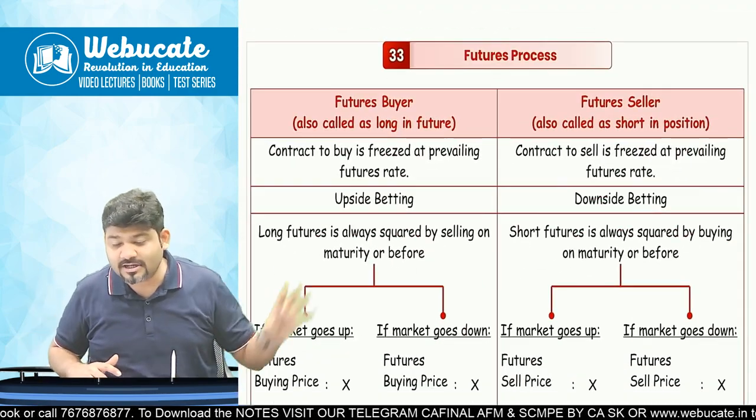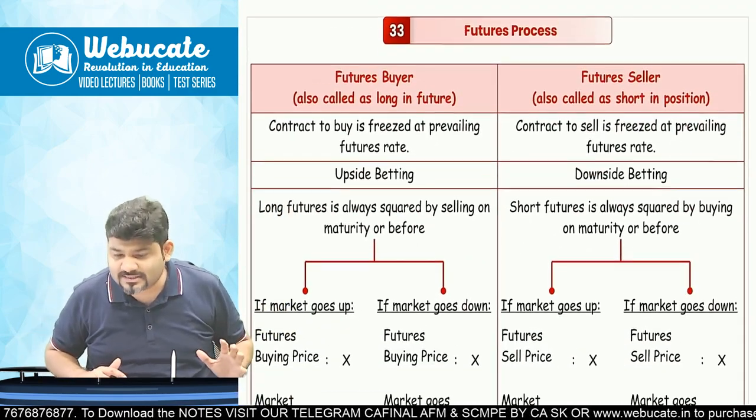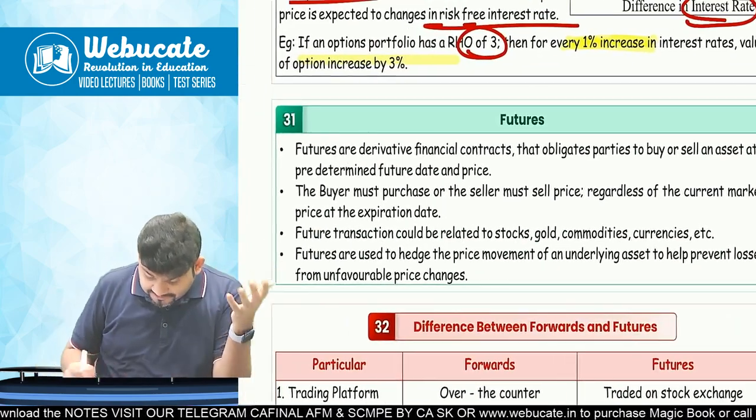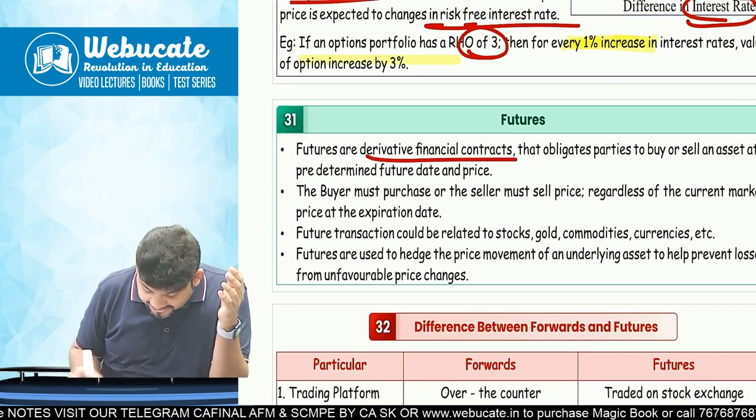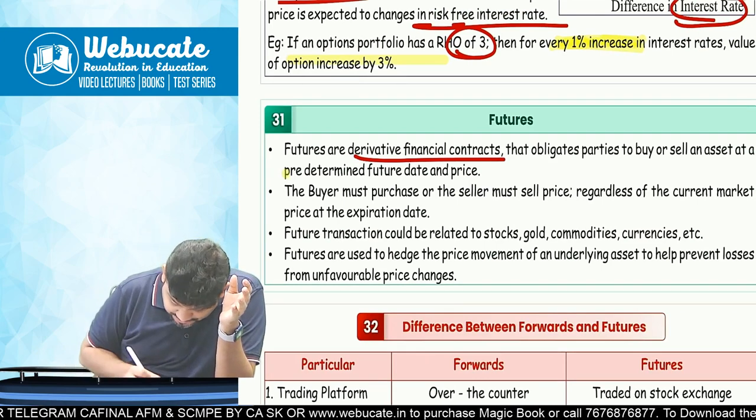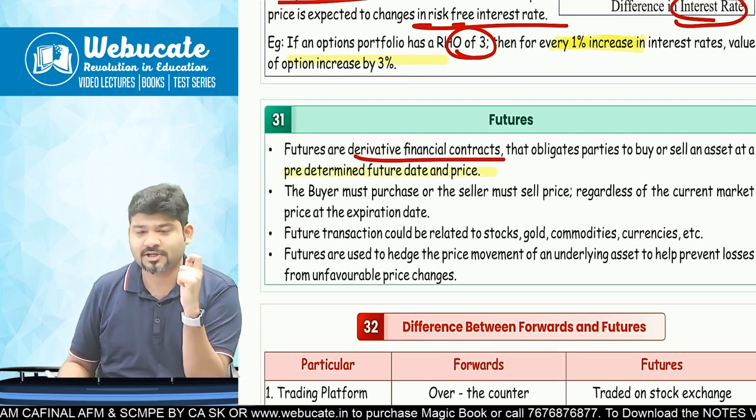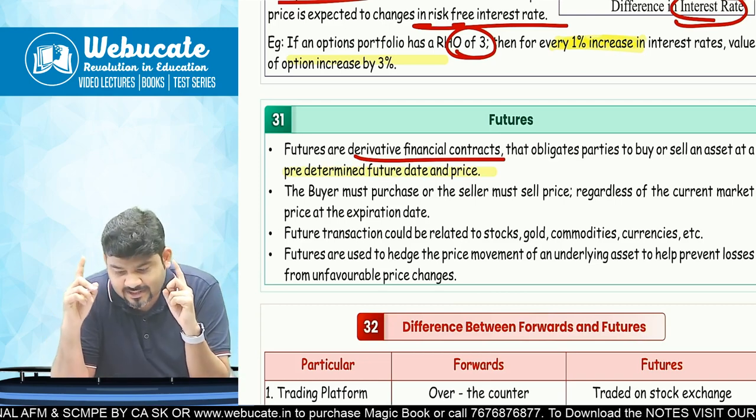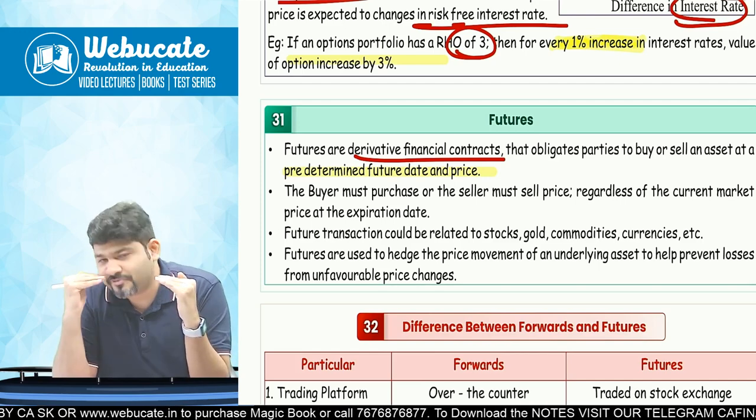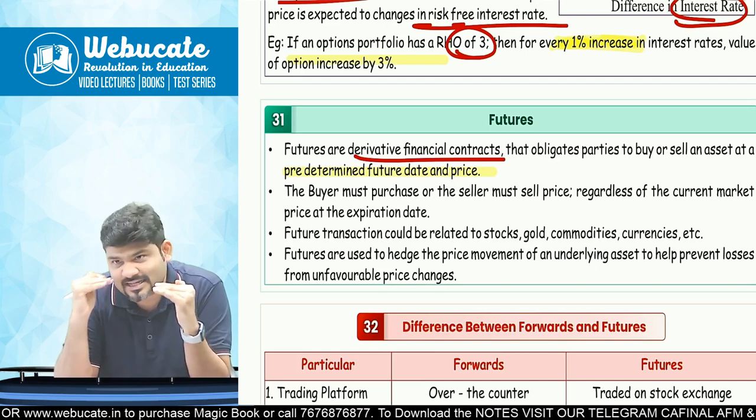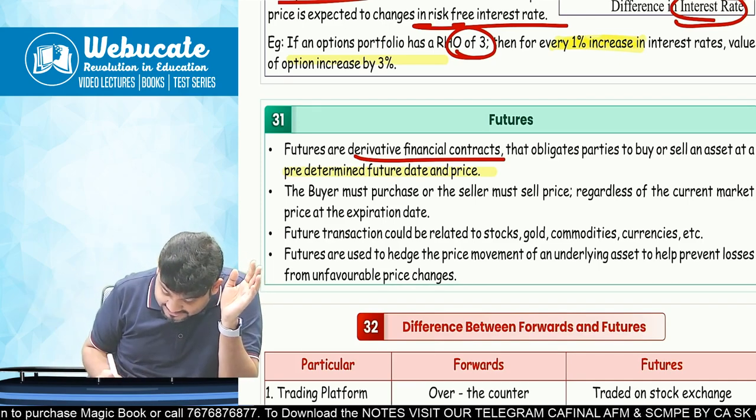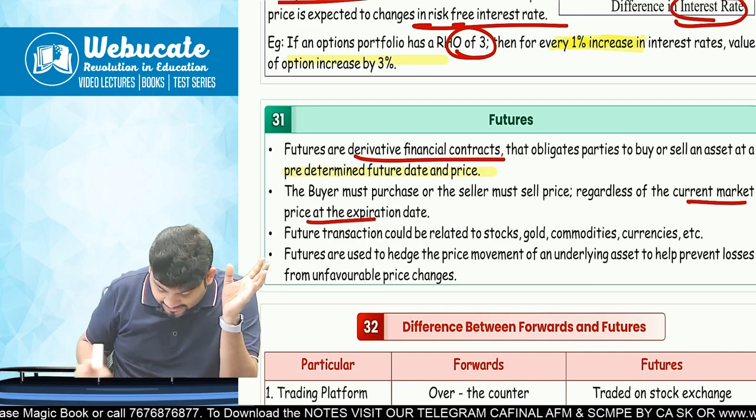In detail, how does it work? The whole futures process is given here, which I will discuss with you. So first, just have a quick read. Futures are derivative financial contracts that obligate parties to buy or sell an asset at a predetermined future date and price. So you will decide beforehand what you are going to do. One is buying futures, the other is selling futures. How the process will work, I'll explain that, don't worry. Then the buyer must purchase or the seller must sell regardless of the current price at the expiration date.